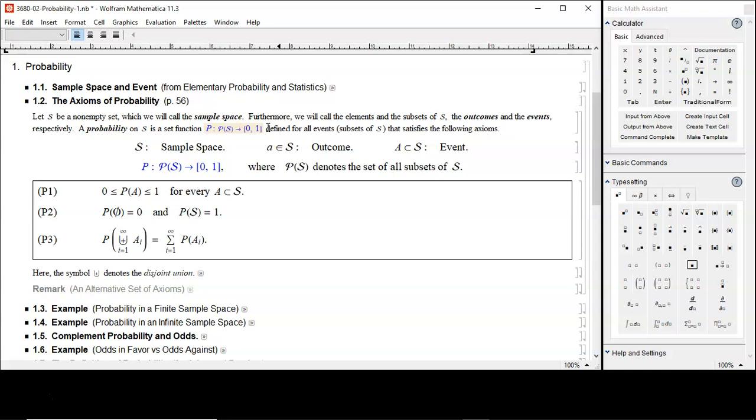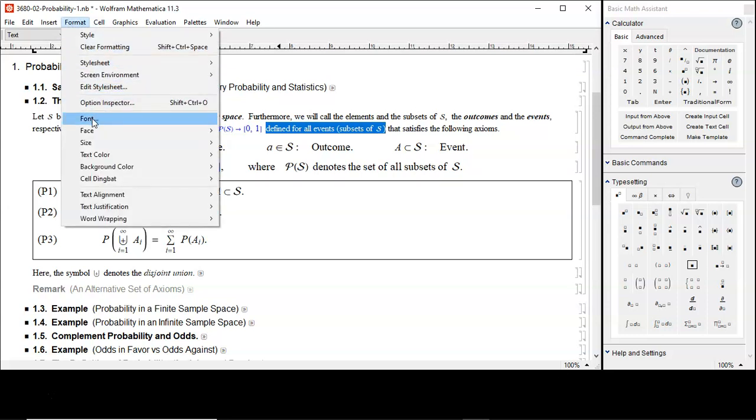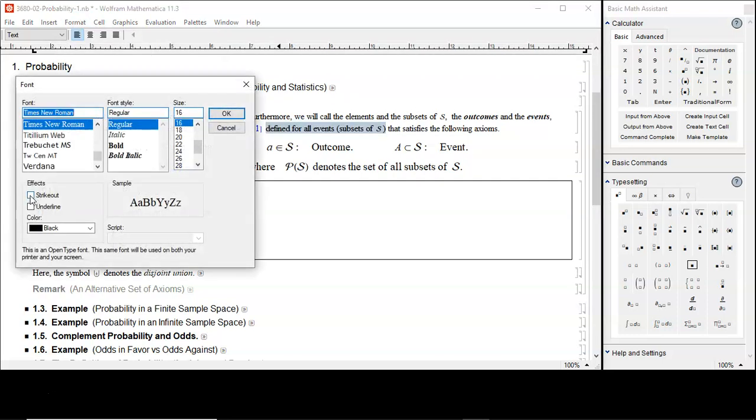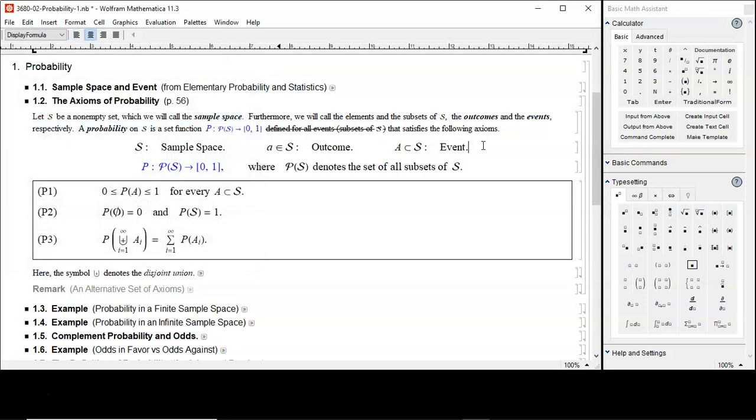then we don't need this. Defined for all events, this part is completely unnecessary. Let's strike it out. Why? Because this power set is a set of all subsets, so all events is covered here. The domain is the power set, so defined for all events. So you can cross it out.